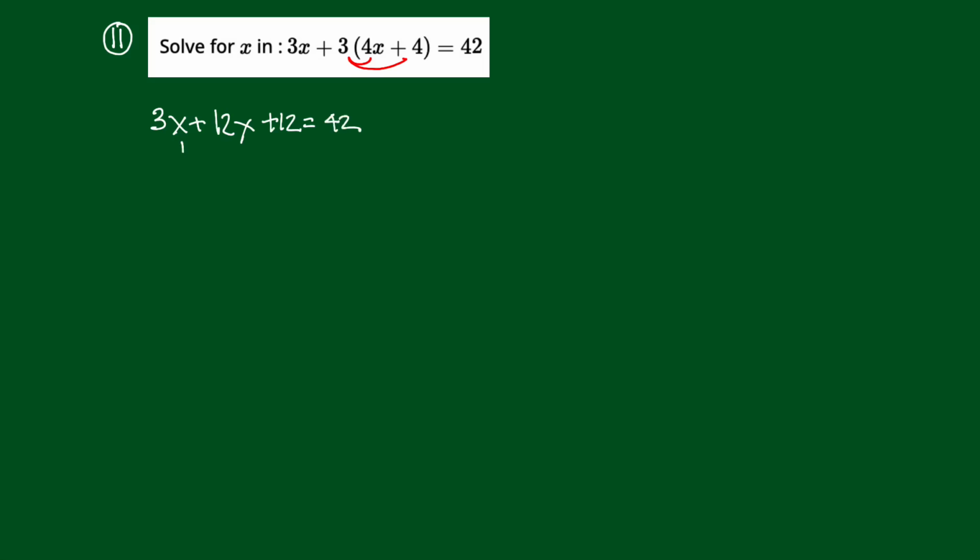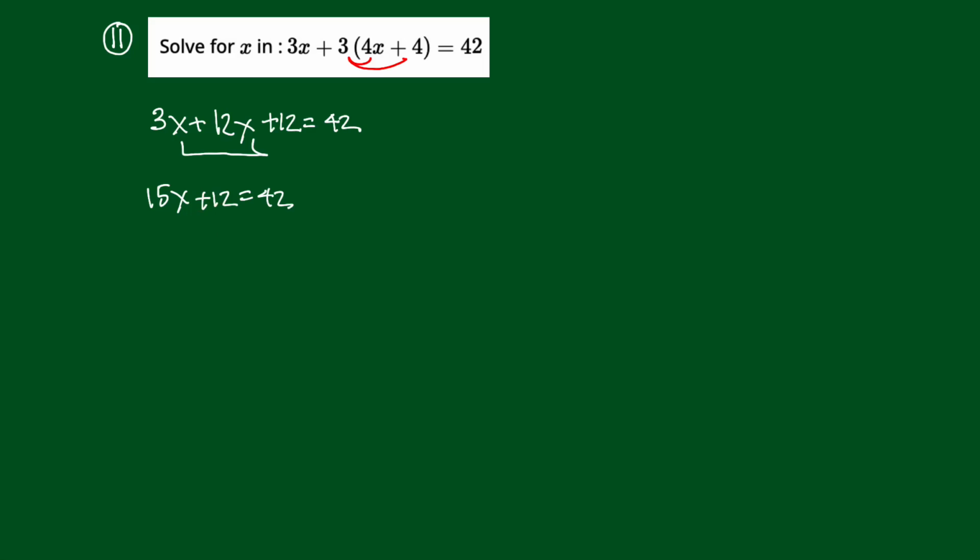Now, on the left side, I got a 3x and a 12x. So how many x's? I've got 3 of them here, and I add 12 more. I've got 15 x's. And then I'm going to add 12 to that. I get 42. Now, let's isolate the x. So I've got a multiplication and an addition. We're solving an equation, so I'm going to undo using the order of operations in reverse. I'm going to undo the addition first with a subtraction.